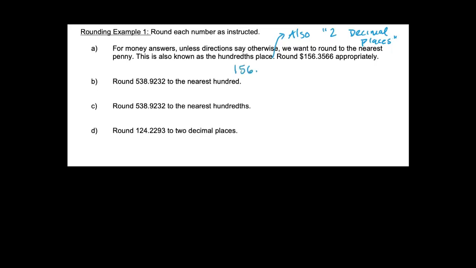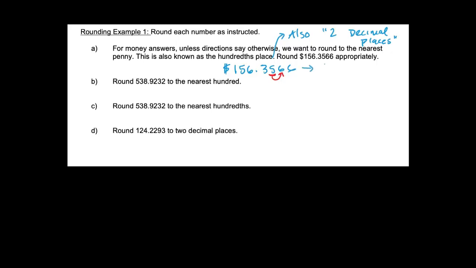156.3566. And since this is money and we're asked to round, we're going to locate the digit to be rounded to. So that's always the hundredths place, which is right here, or 2 decimal places, 1, 2 digits after the decimal. And then we're going to follow our steps. We look to the digit to the right of the digit that needs to be rounded. This is a 6, so since it is 5 or greater, that's option number 2 we talked about earlier, we bump that 5 up to a 6.